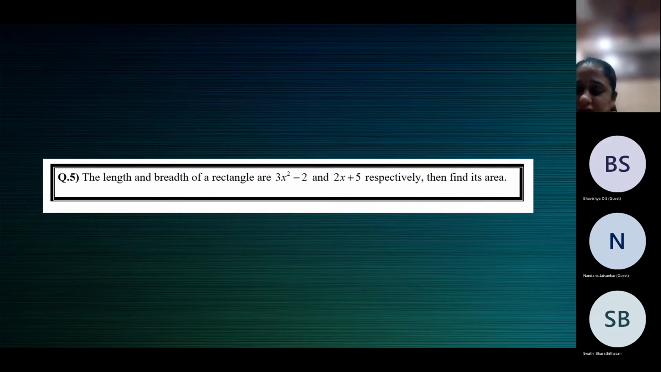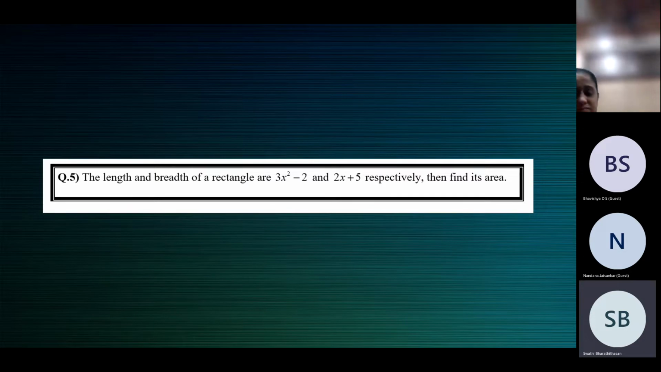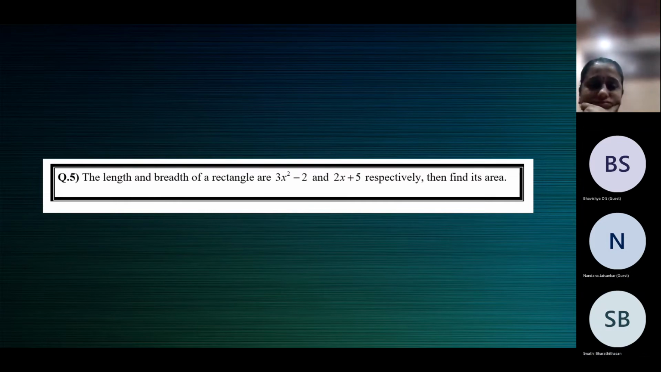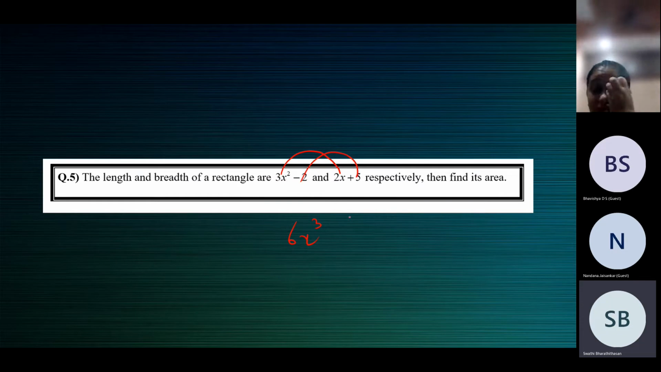What's the area of the rectangle? Ma'am, 6x cubed minus 10. 6x cube minus 2. Okay. So girls, have you done it like this? This into this is 6x cubed, right? Yes, ma'am. And this into this is minus 10, correct? Yes, ma'am.